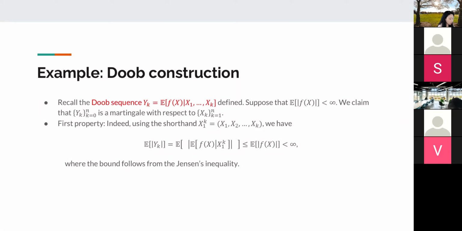But the second property is that the conditional expectation of the future equals the current. Here is the proof, also very simple, again using the tower property. Let me write it here: the expectation of yk plus 1 conditioned on x1k is equal to the expectation of the conditional expectation. The outer expectation is conditioned on x1k, which means that there is no randomness from x1 to xk.